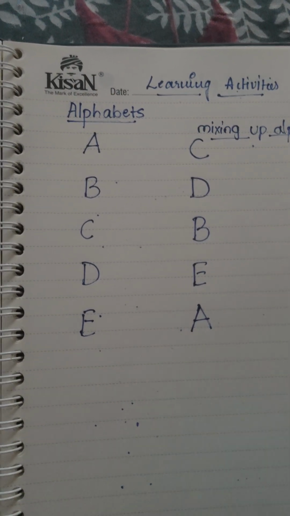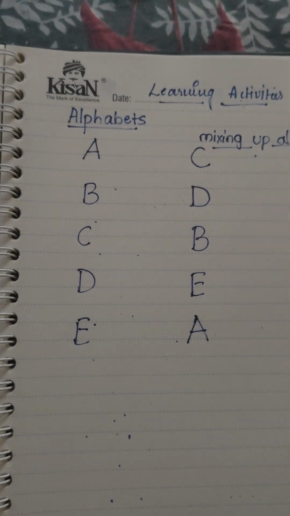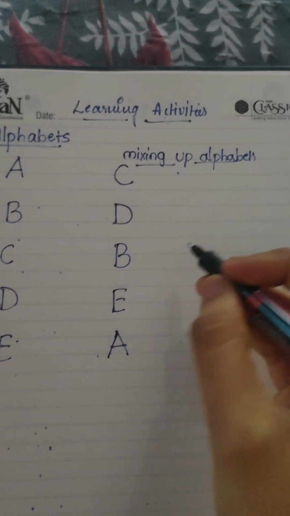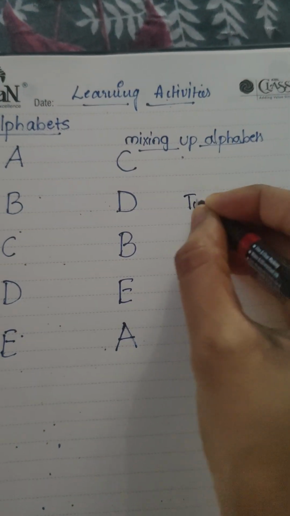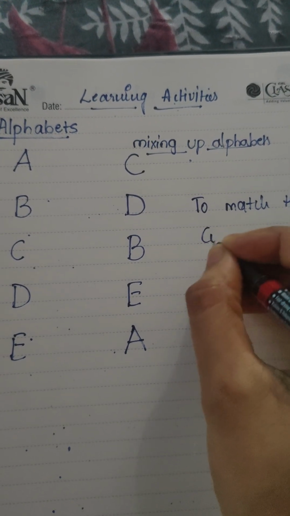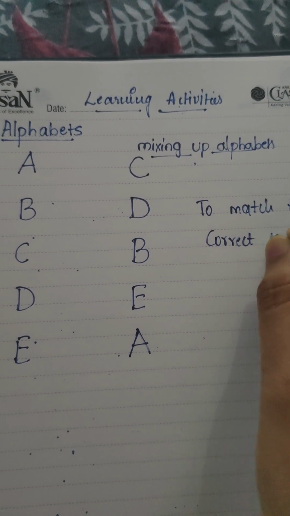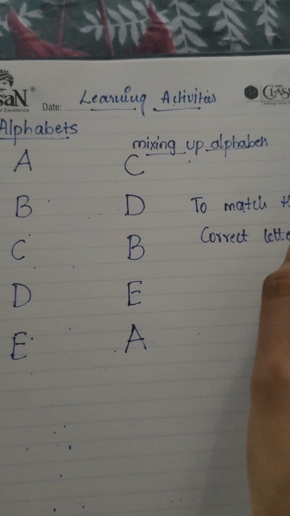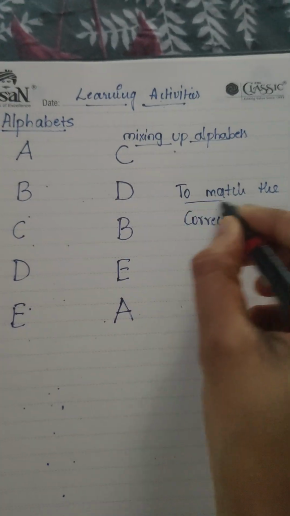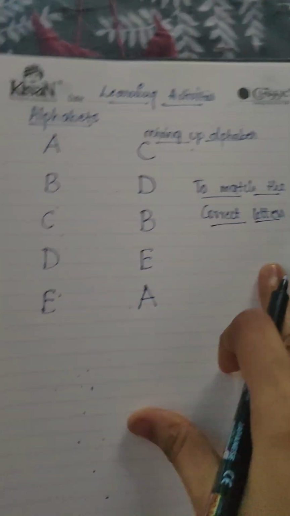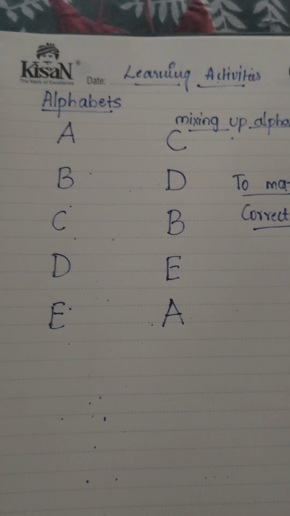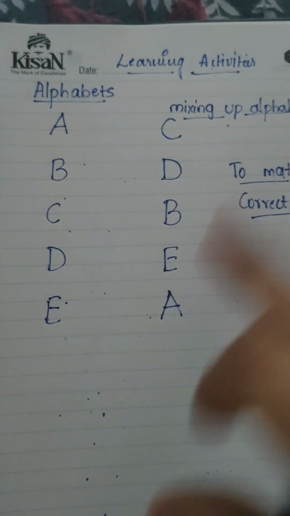Now what the child should do is match the correct letters. Our aim is to match the correct letters, so that we will come to know whether the child has knowledge about letters or not.